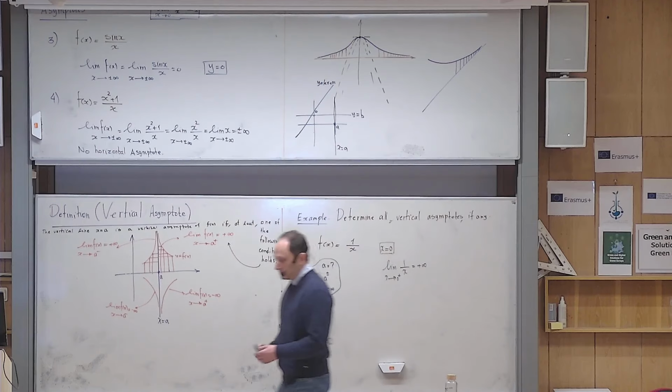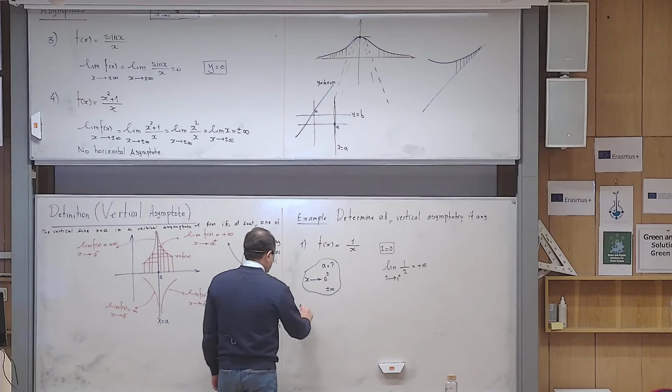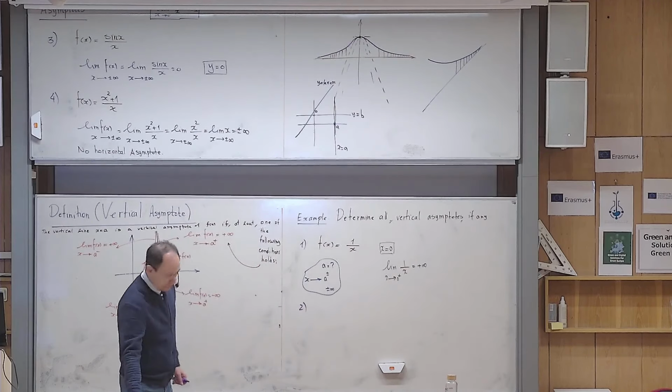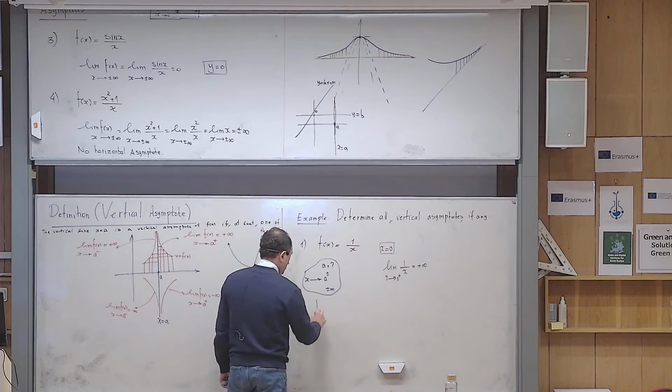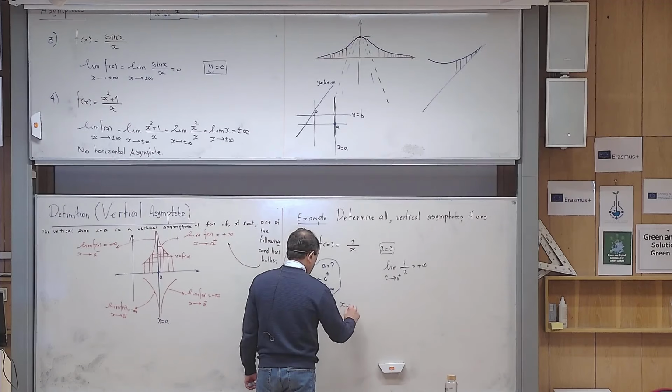For example, let me give you another example. If I give you number 2, let me give you this example. f of x equals x minus 2 over x squared minus 4.